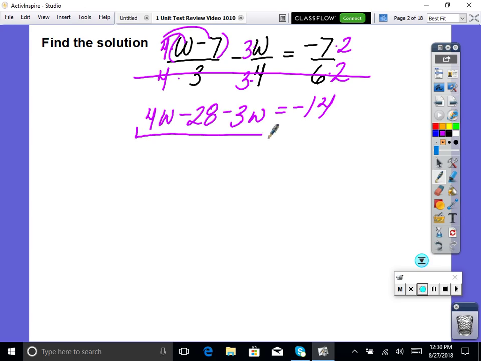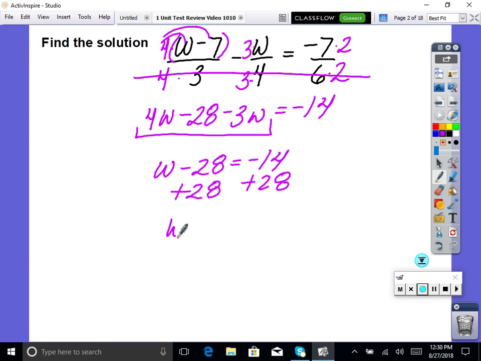So now you'll combine your w's. That would be 1w minus 28 equals -14. So solve for w now. Add 28, add 28. So w is equal to 14, and there's our answer. You could check it by plugging it back in, and you should get the same solution.